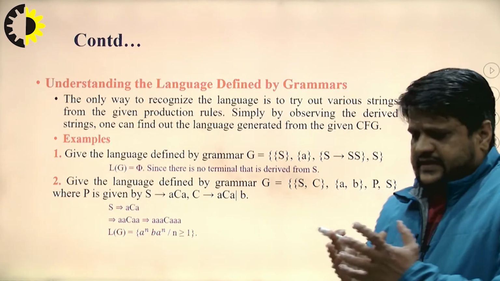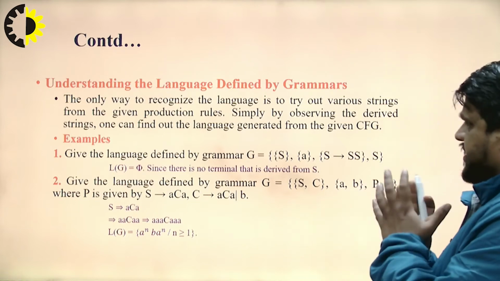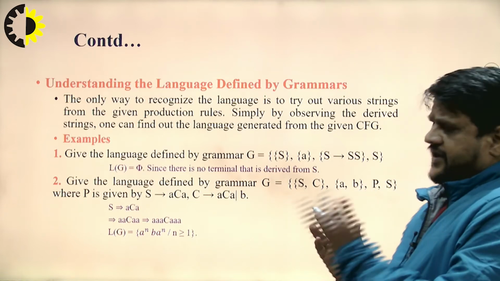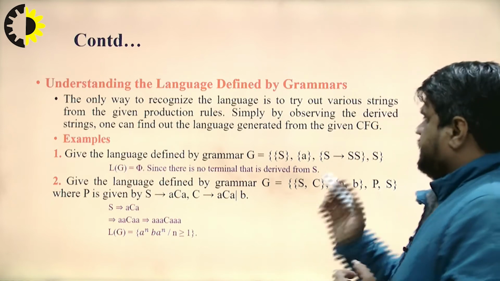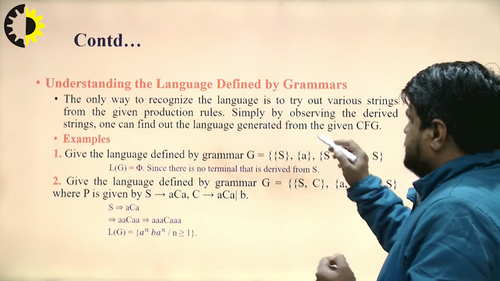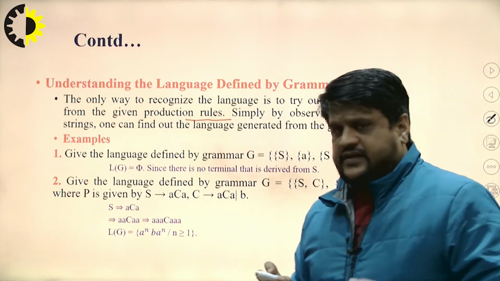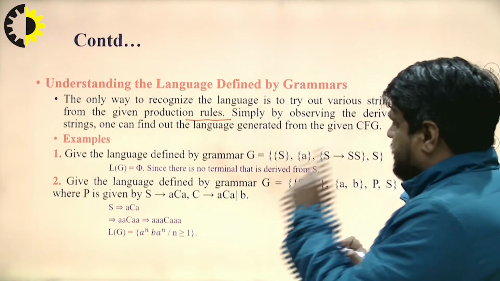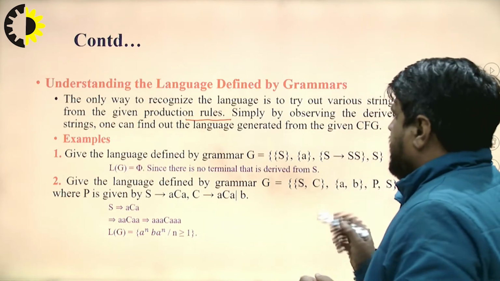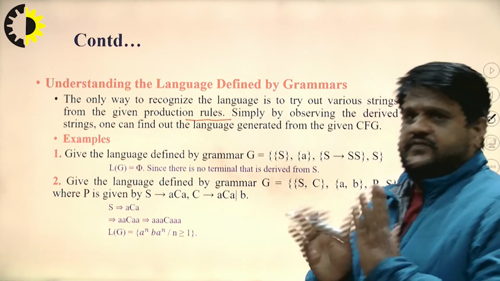Now I will tell you what the language generated by a grammar is. A language is a collection of terminal strings: all the strings that are derived by using the productions of the particular grammar. The strings of terminals produced by the grammar start from the starting symbol, so the derivation starts from the starting symbol.